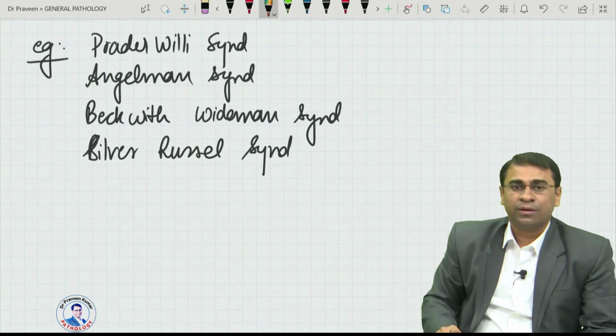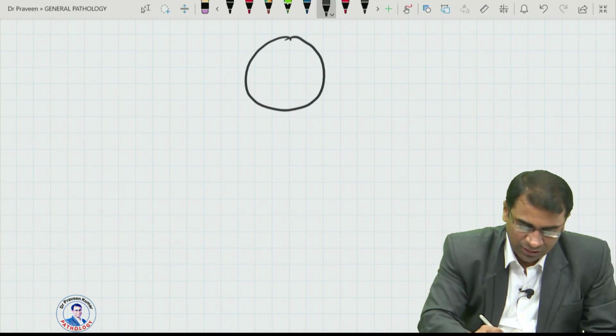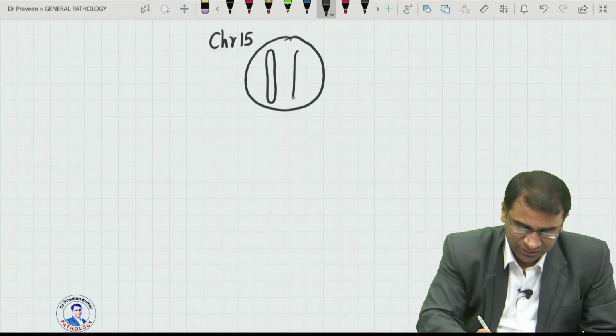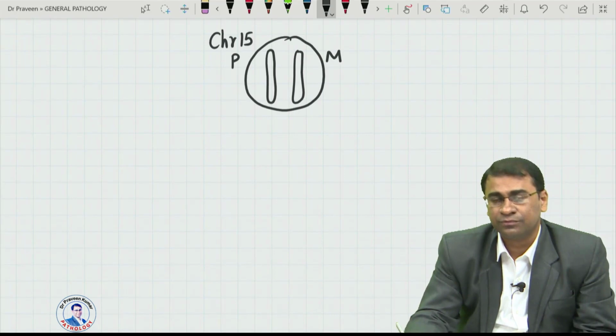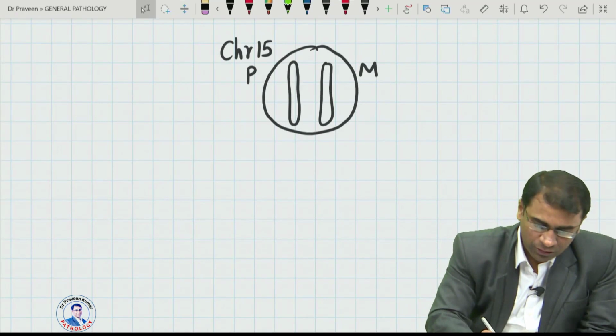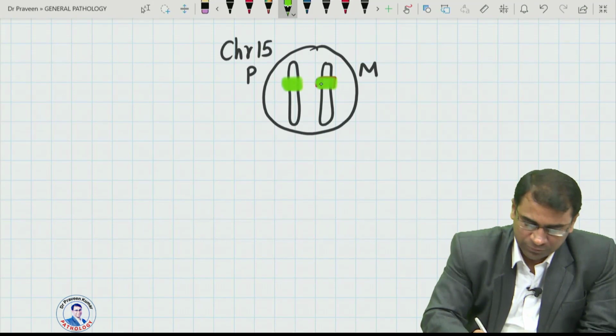To understand this, what we'll do is, we'll first draw chromosome number 15 in the cell. Suppose this is the cell in which there is chromosome number 15. This is one chromosome and this is the other chromosome. Now suppose one of the chromosomes is the paternal chromosome, paternal P, and one is the maternal M chromosome. Now you see, both of the chromosomes will have an allele. In the paternal chromosome there is the Prader-Willi gene and there is the Angelman gene.